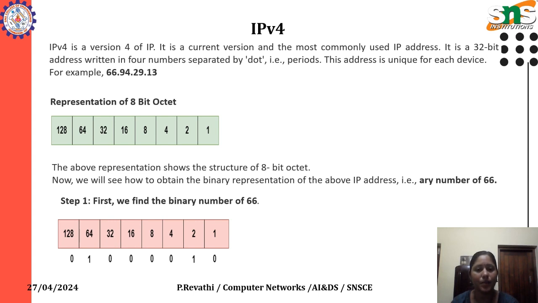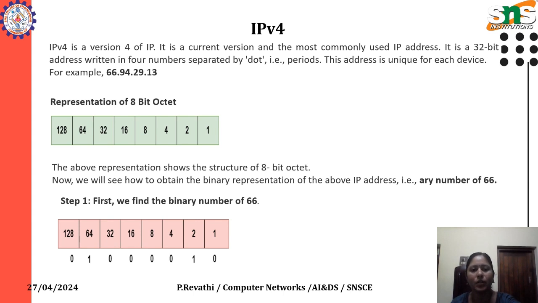The binary numbers can be either 1 or 0. IP version 4 consists of 4 sets, and these sets represent the octets. The bit in each octet represents a number. Each bit in an octet can be either 1 or 0. If the bit is 1, then the number it represents will count. And if the bit is 0, then the number it represents does not count.